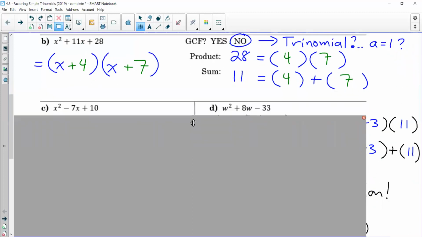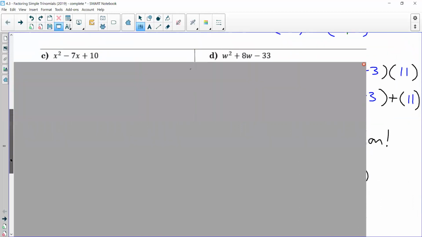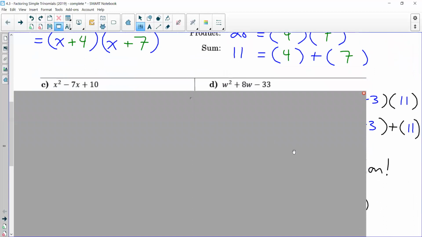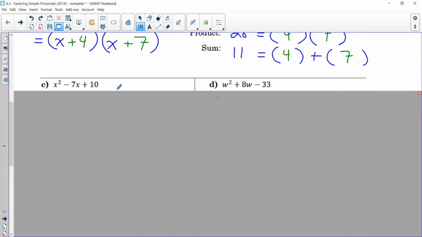All right. Now, these remaining ones down below, again, it's the same question over and over again. Is there a greatest common factor? Very repetitive. You have to be robotic with this. The answer is no. There is no number common to all three other than 1, which is not helpful. So we're looking for two numbers that multiply to 10 and add to -7.